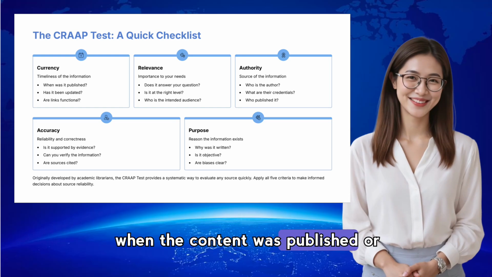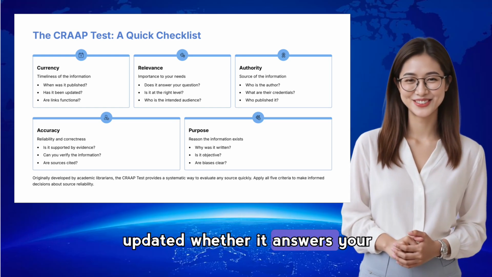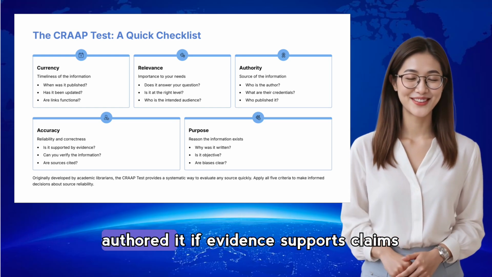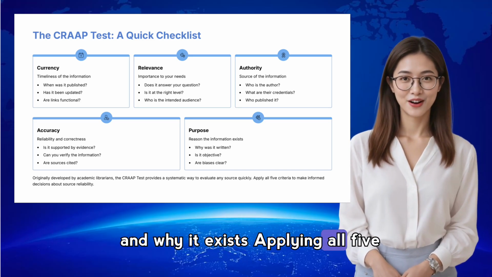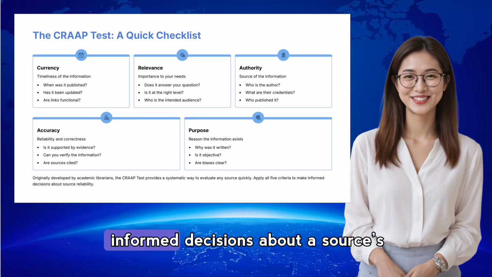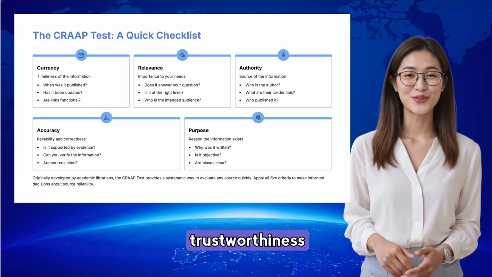The CRAAP test is a quick checklist covering currency, relevance, authority, accuracy, and purpose. Ask when the content was published or updated, whether it answers your question at the right level, who authored it, if evidence supports claims, and why it exists. Applying all 5 dimensions helps you make swift, informed decisions about a source's trustworthiness.